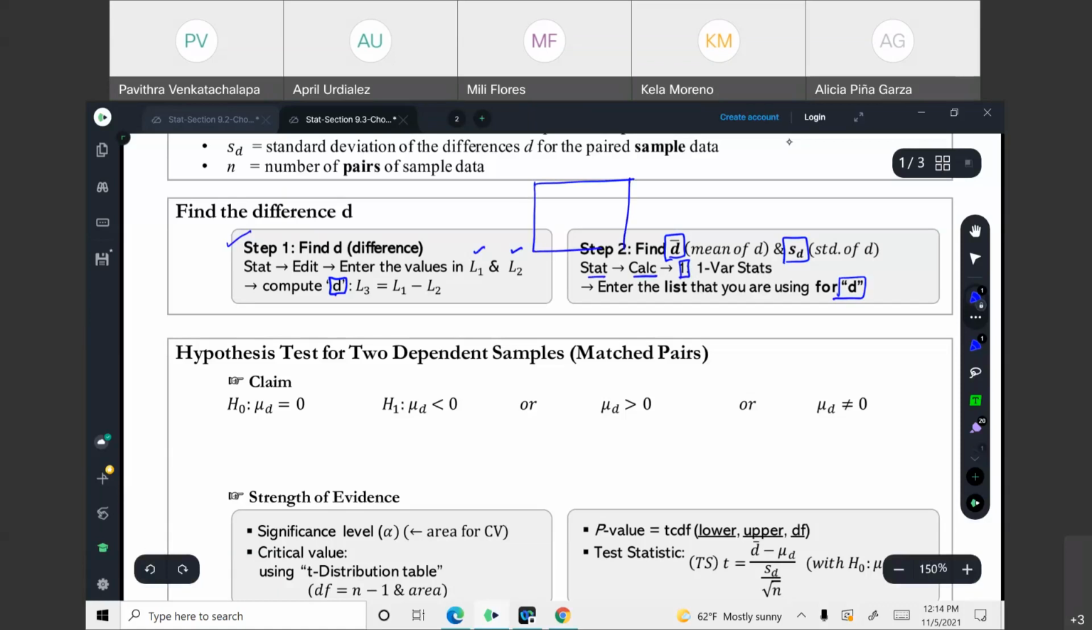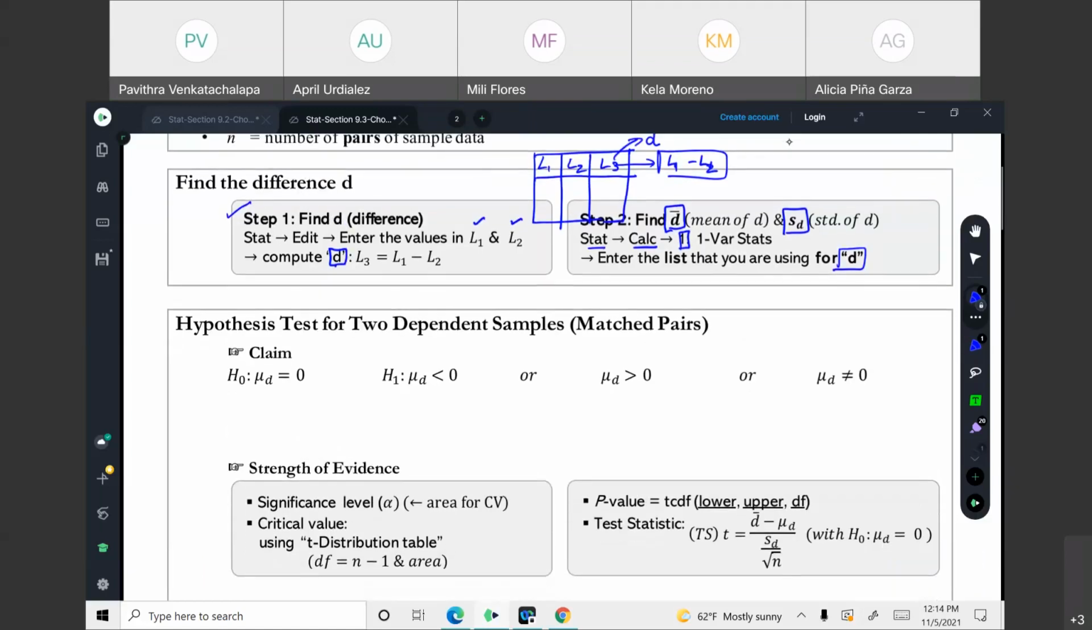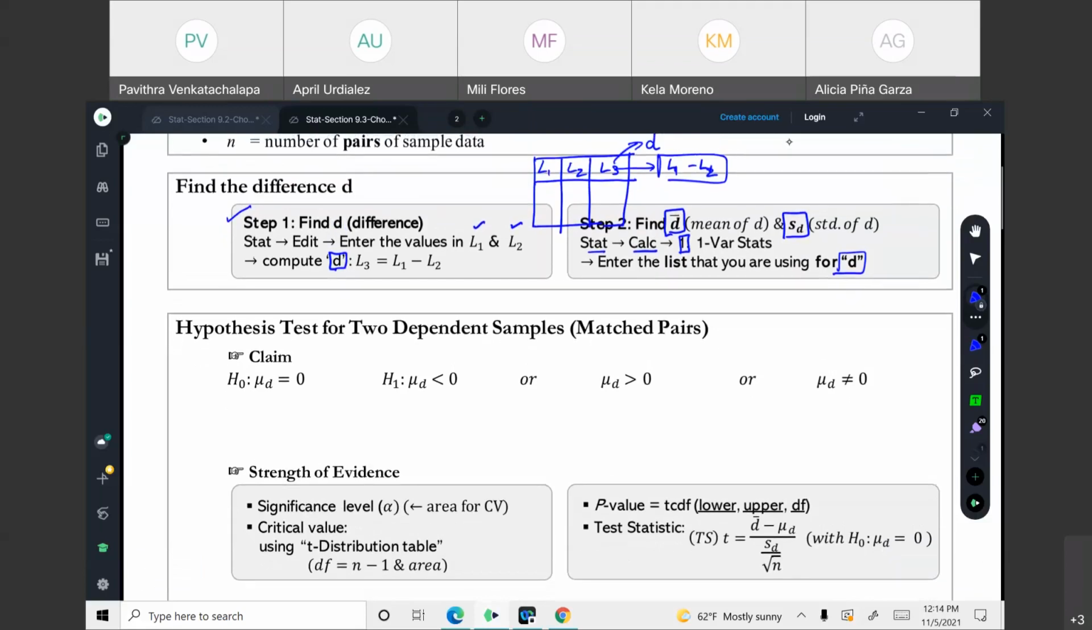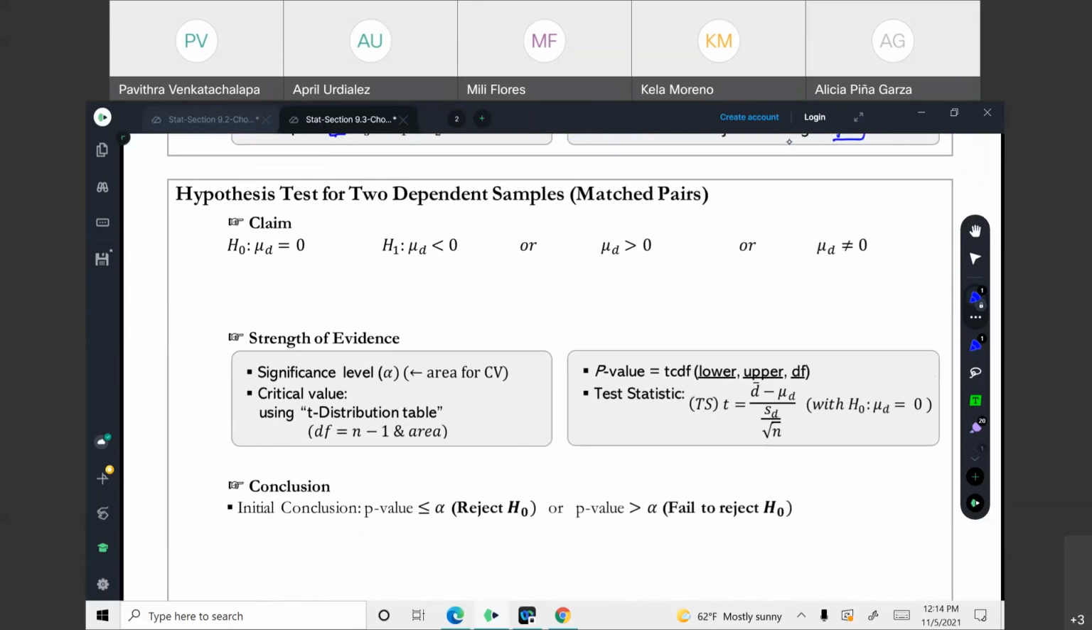looks like this. You will have L1, L2 and L3, and this L3 is nothing but L1 minus L2. Okay, and we call this the L3 column as D. Fine. This is what you do in your calculator, and you will see why you have to find the mean and standard deviation. Now, coming to the hypothesis testing, we follow the same procedure as we did in chapter 8 and the previous section.